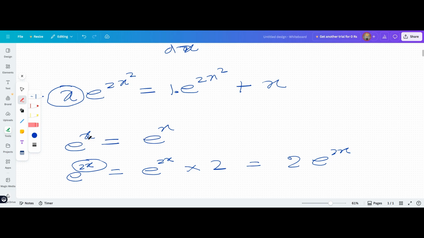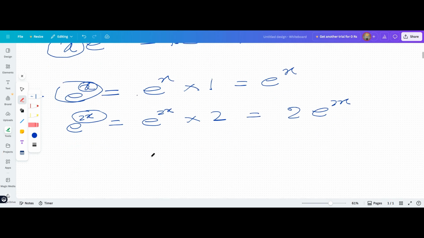E to the power x means if you differentiate it, you have to write whatever is in the power again. If you differentiate x, what is the answer? 1. So 1 into e to the power x is e to the power x. That's why I didn't tell you, but actually you can do it like this.